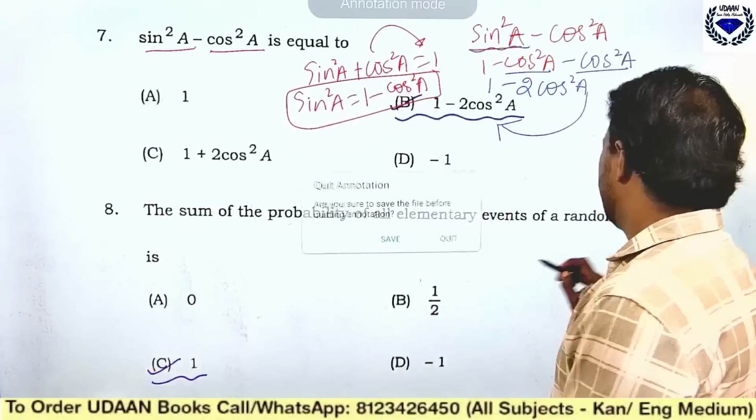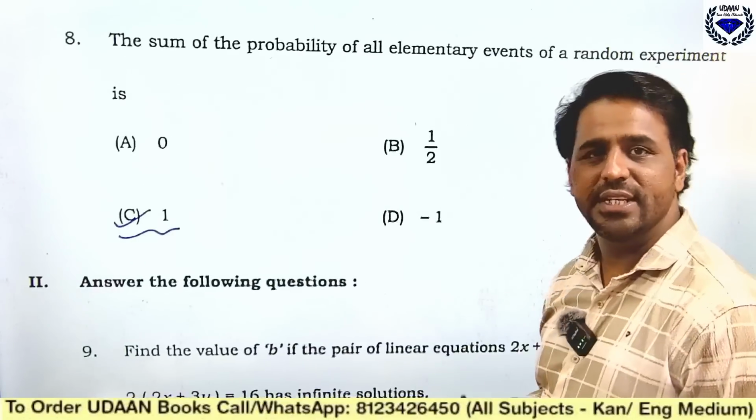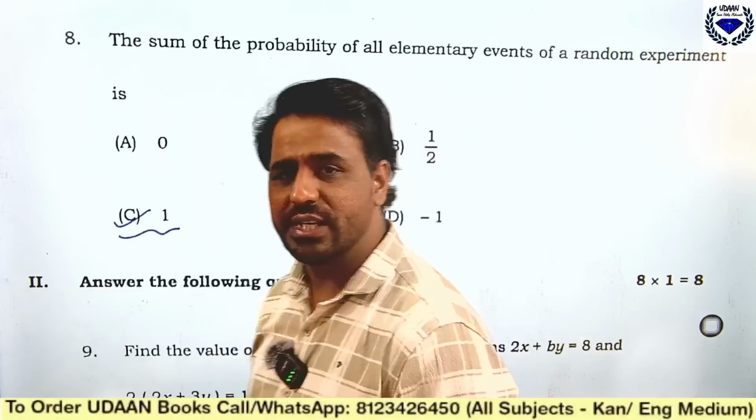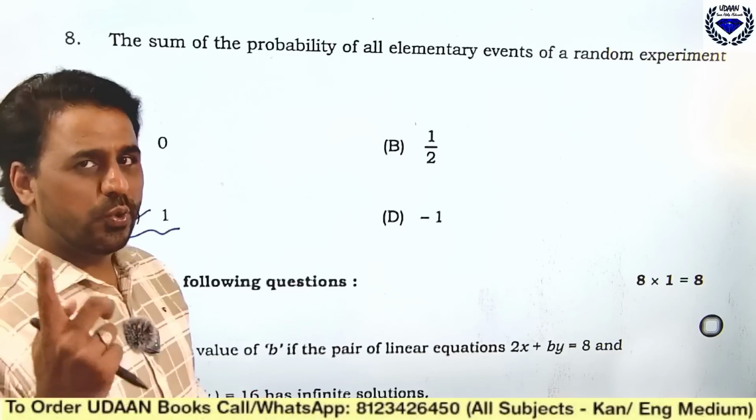Okay. Next. See, the sum of probabilities of all elementary events of a random experiment is 1. Already you know the sum of probabilities of all the random events will always be equal to 1 only.